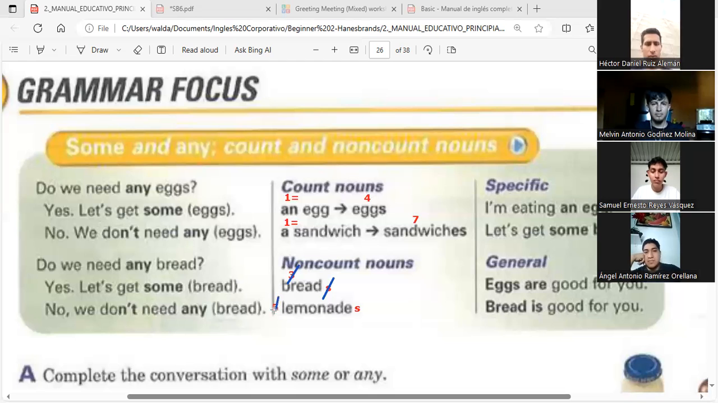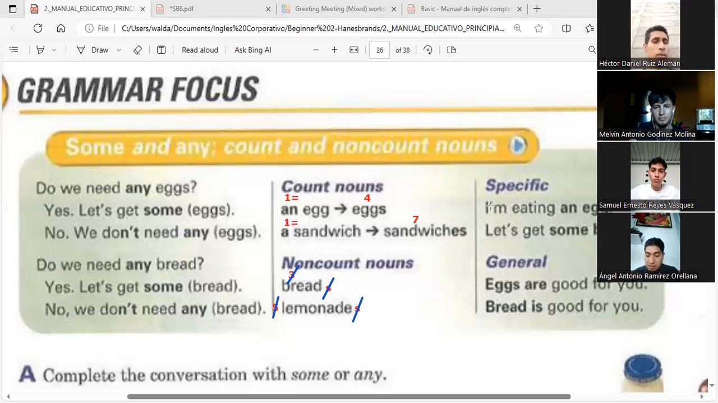Okay, we can't say five lemonades. We can say five glasses of lemonade, pitchers of lemonade, or five jars of, but we can't say five lemonades. Okay. Do we understand? Yes? Okay.